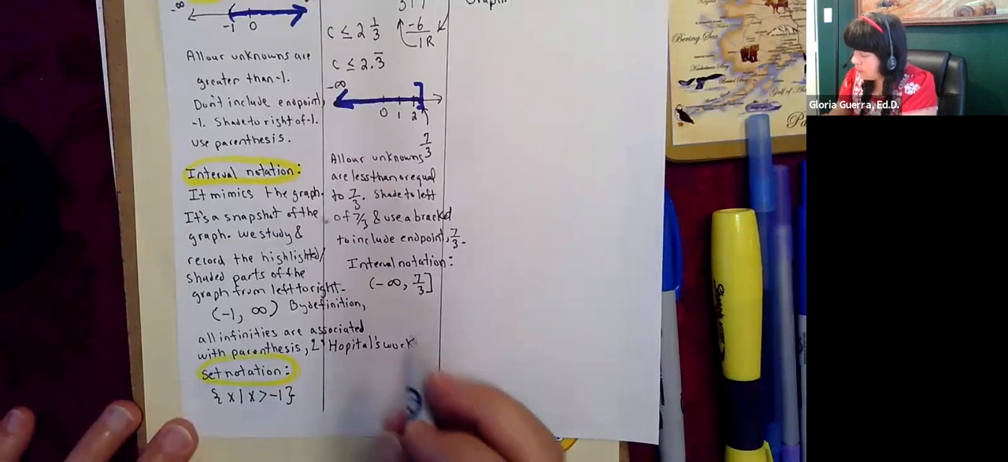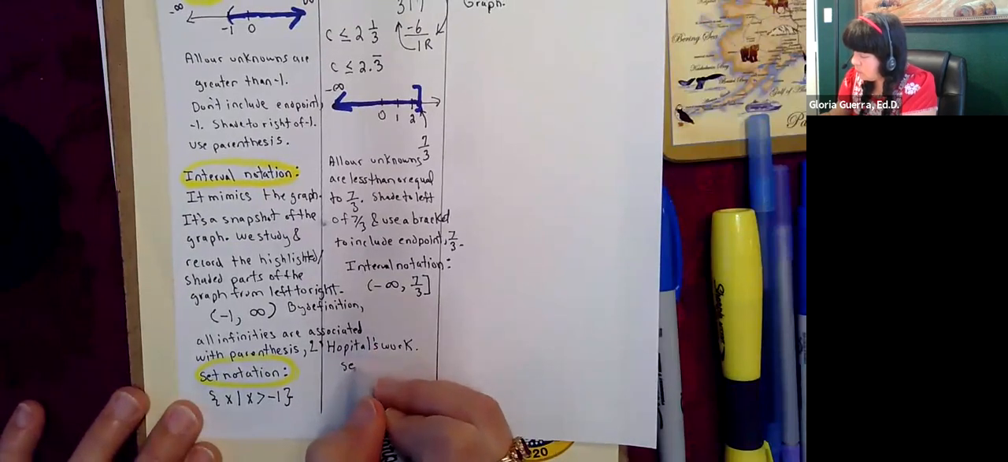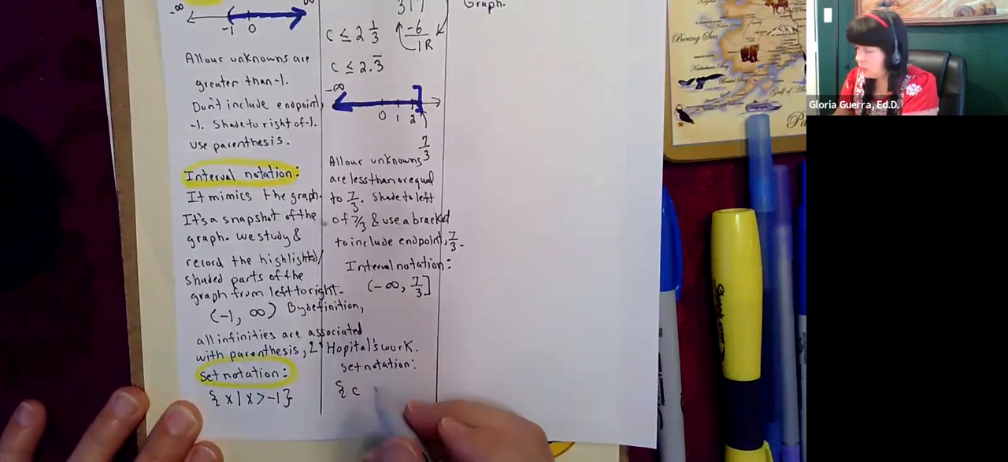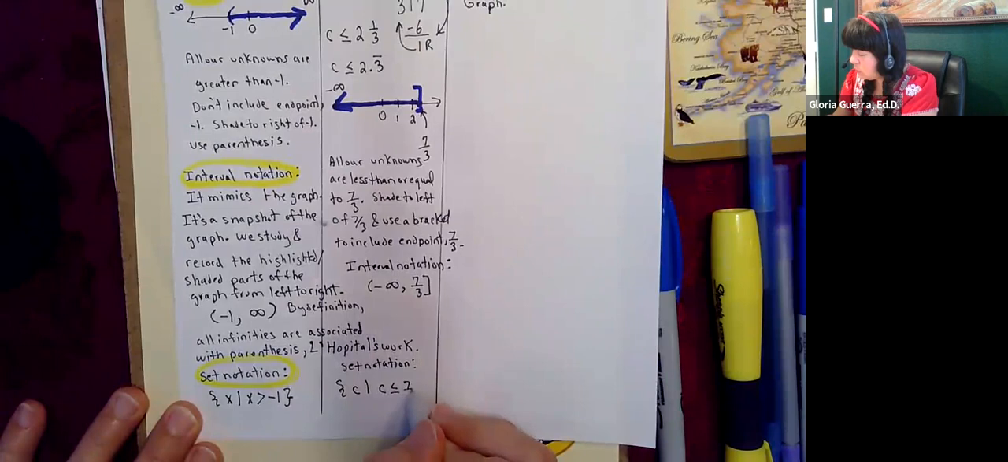Okay, and then we have the set notation. So we have braces, and this time we're talking about c such that c is less than or equal to 7/3.